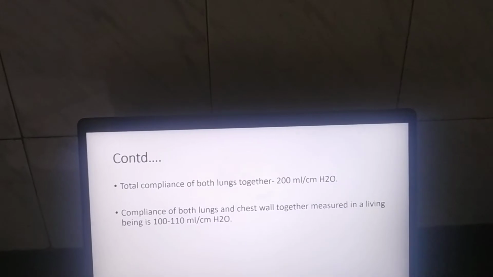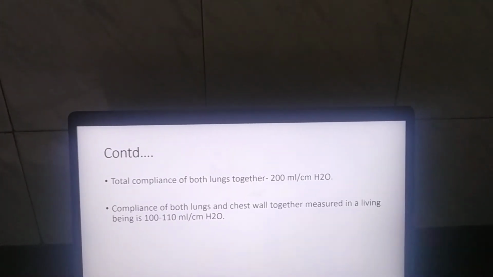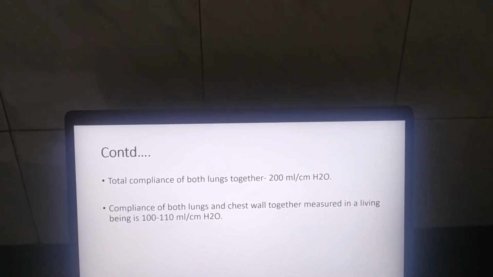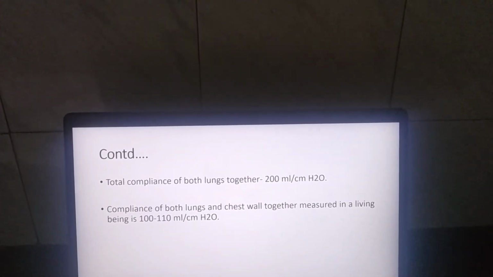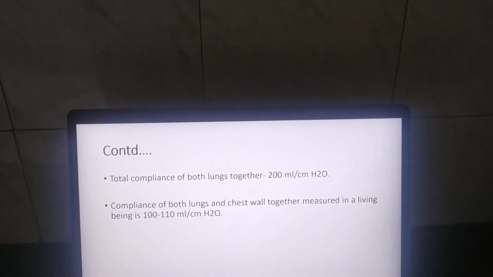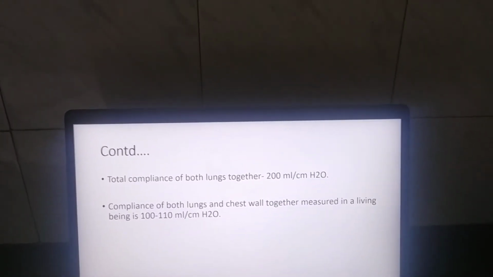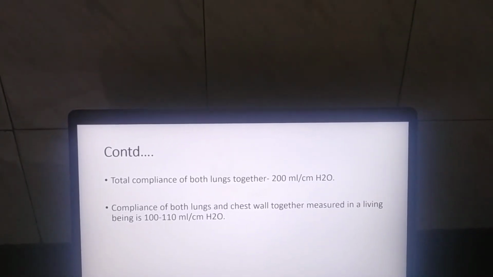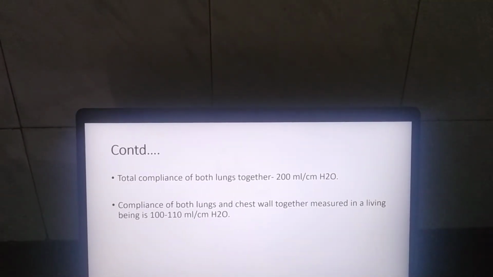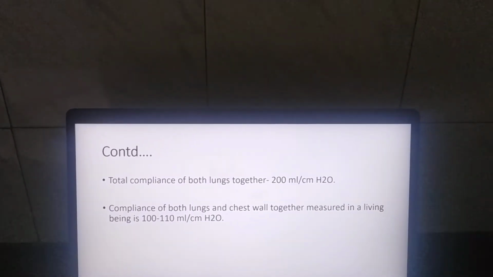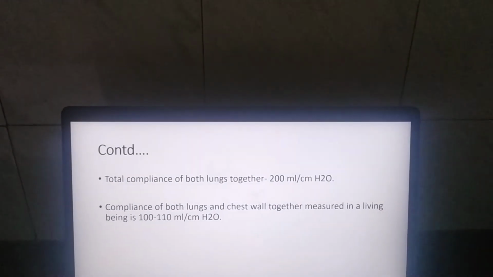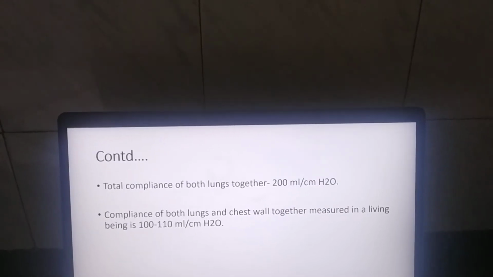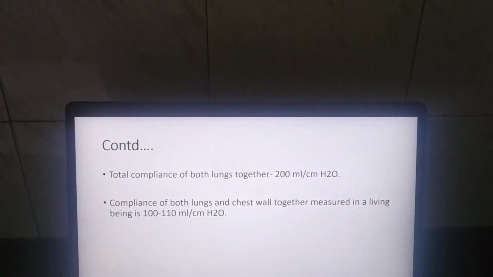Lung and thoracic cage move in opposite direction. Thoracic cage has a tendency to move outward and lung has a natural tendency of collapsing inward because of the surface tension effect present in alveoli. As lung and thorax move in opposite direction, they have opposing tendency. So compliance of the entire system becomes almost half of the compliance of lung alone. With change in pressure, there will be less distensibility. So compliance remains 100 to 110 ml per centimeter of water.